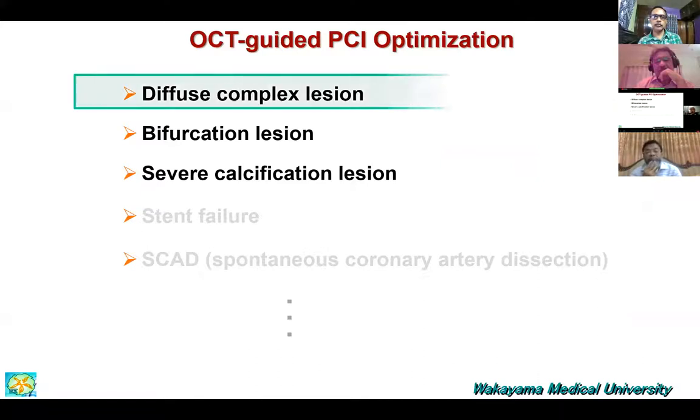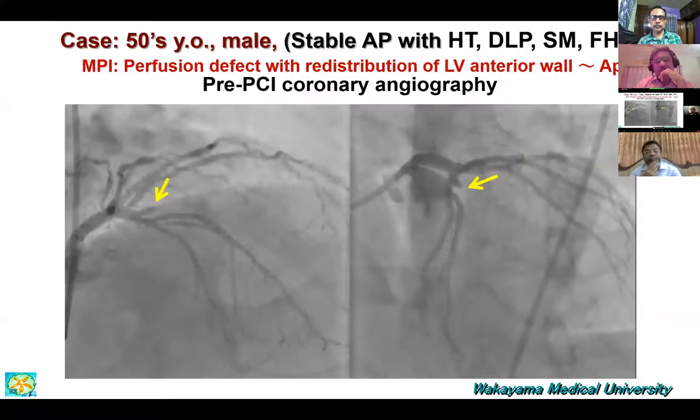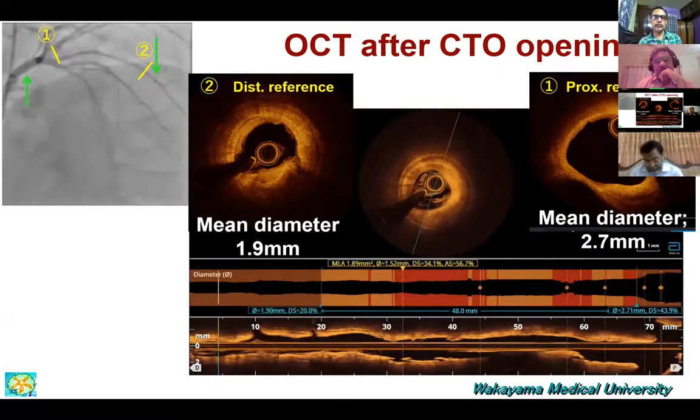So this is one of the cases, an LAD CTO. The patient's anatomy is a little bit different. This is a big septal branch, and the LAD looks like it acts as a diagonal branch. However, this isn't actually the LAD. And then we opened the LAD, and after opening the LAD, we did an OCT.